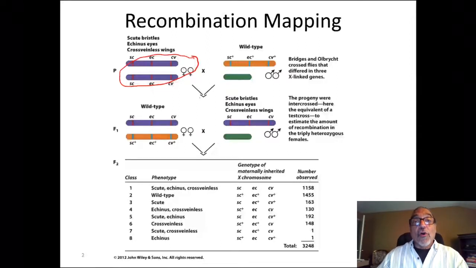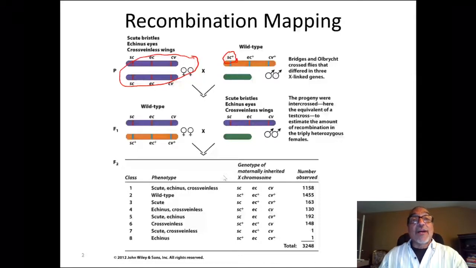Now, they were crossed with a wild type male, and remember, look over here, all the wild types in Drosophila, okay, have the little plus sign. So in Drosophila, the genes are named after the phenotypic effect of the gene. The mutant is just the letters, and the plus sign indicates the wild type allele of that gene.